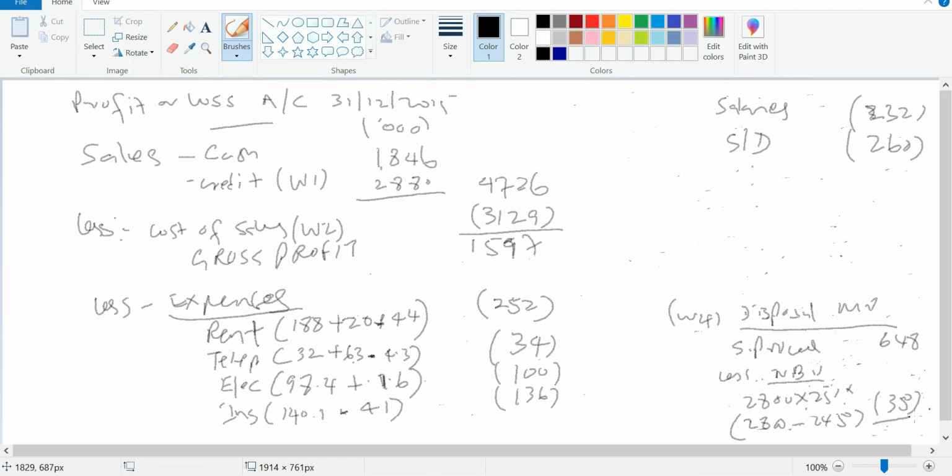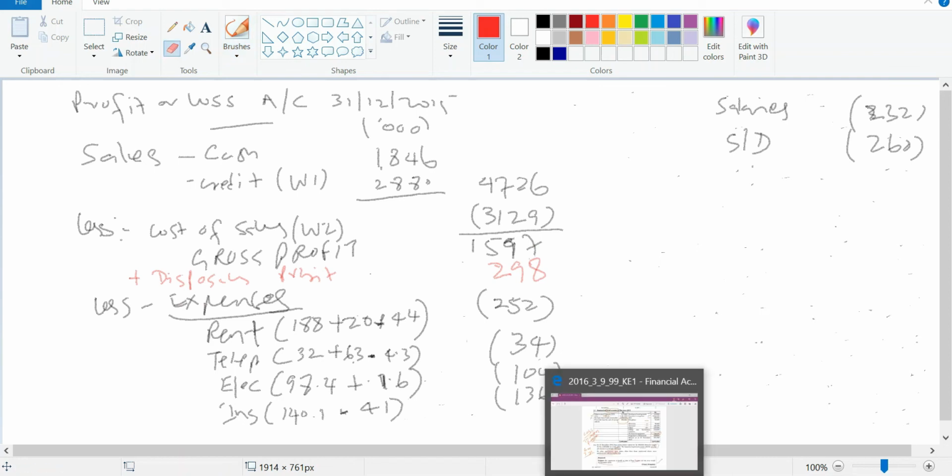So what is the profit on disposal? 298. I forgot something here. You need to add disposal profit. This other income has to be added here, 298. Okay, now let's move on.